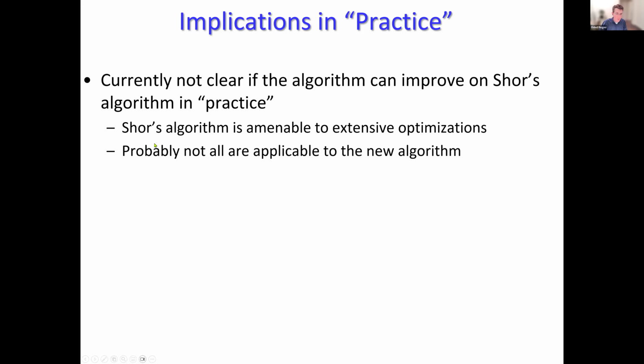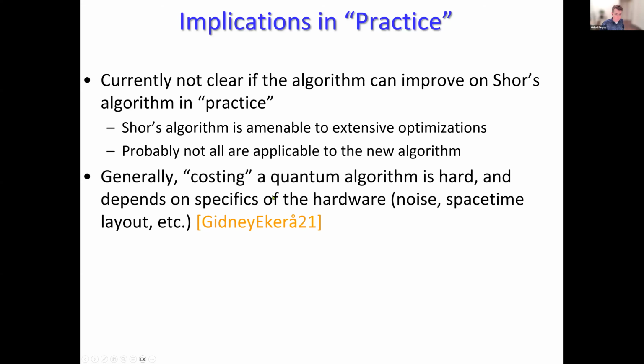Also, Shor's algorithm is generally amenable to very nice, very clever optimizations over the years. Some of them are applicable here, but others might not be. So there's also a question of how much one can really optimize what I show you today. And again, Shor's algorithm is, in that respect, very good. You can really save a lot in computation, memory, and so on. So it remains to be seen how much of that really transfers to the new algorithm.